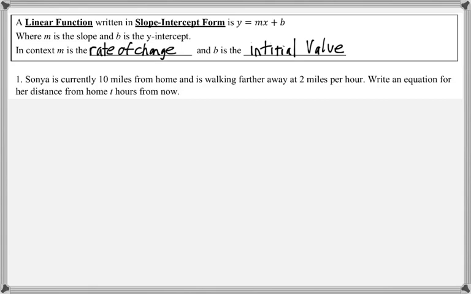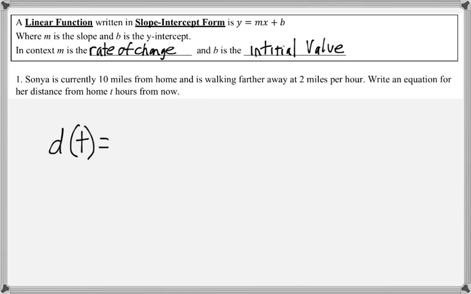Number 1 says, Sonia is currently 10 miles from home and is walking farther away at 2 miles per hour. Write an equation for her distance from home t hours from now. So I'm going to call it d, so it has to be in functional notation. So d of t for distance. And she's currently 10 miles from home, so that's like my initial value. So that's my b.